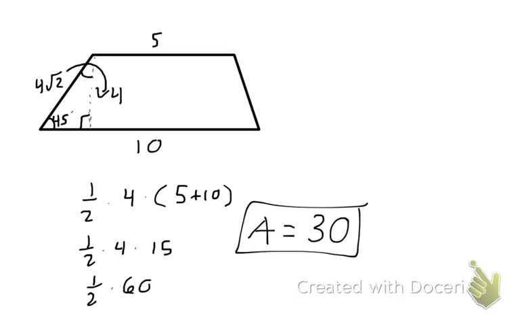The area equals 30. All of these figures can get harder depending on what piece of information is given to you, but for the most part you need to understand the formulas, and then you need to understand that the height and the base will always be perpendicular to each other.